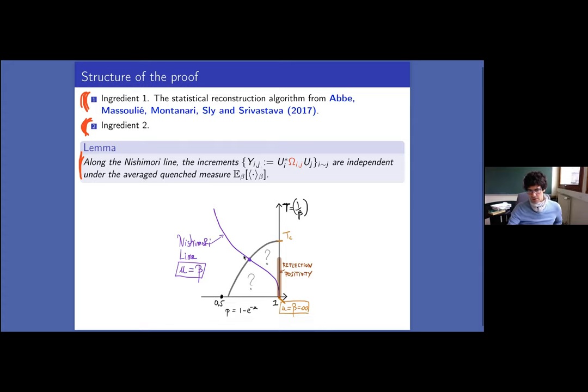So on the Nishimori line, if you consider the local increments u_i star times the disorder times u_j, so the increments, but taking into account the quenched disorder, this family of random variables that are indexed by the edges, they happen to be independent of each other when we look at the averaged quenched measure. So we average with respect to the disorder, and then we have the Gibbs measure, which is not, I insist, the annealed measure. Okay, so being on this line will allow us to rely on this very important independence property. And together with a nice problem in itself about Bayesian reconstruction, we will prove the long range order.